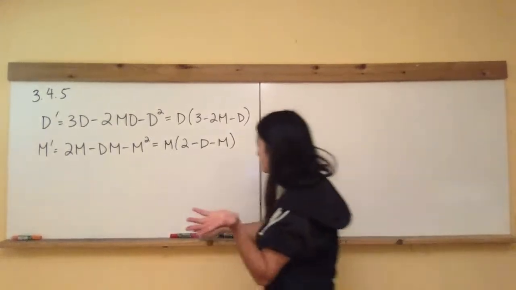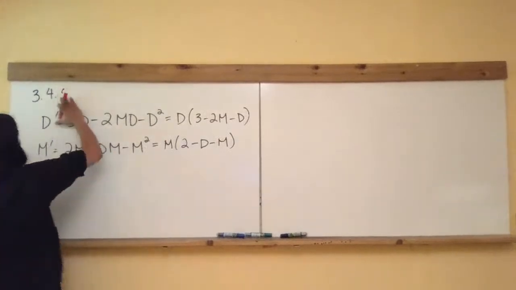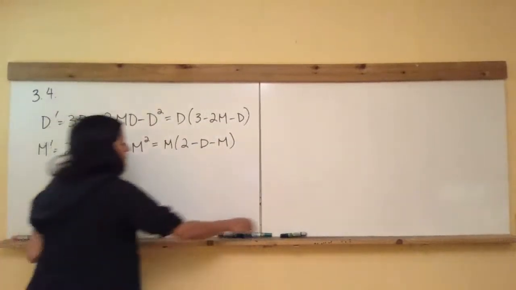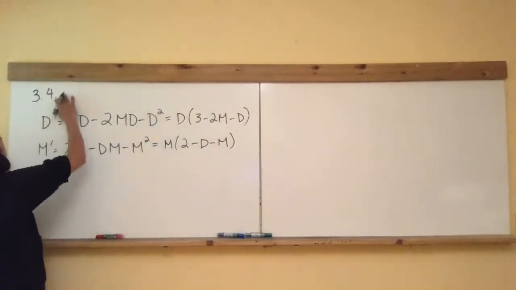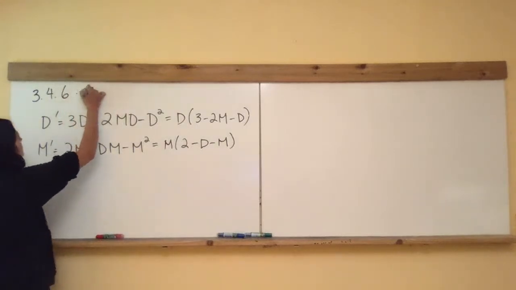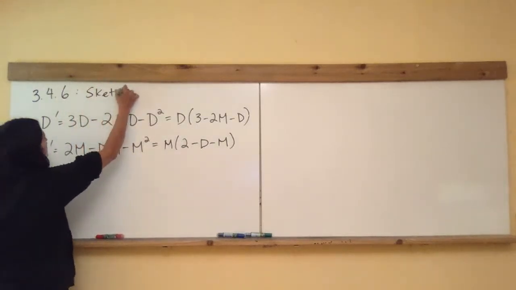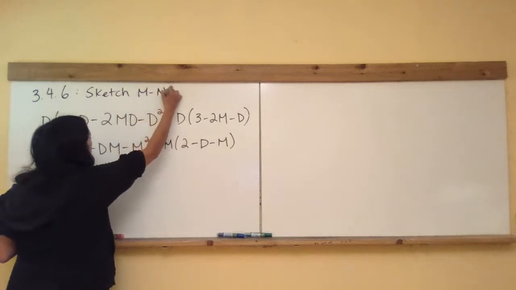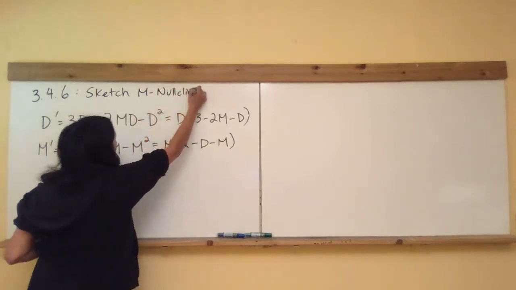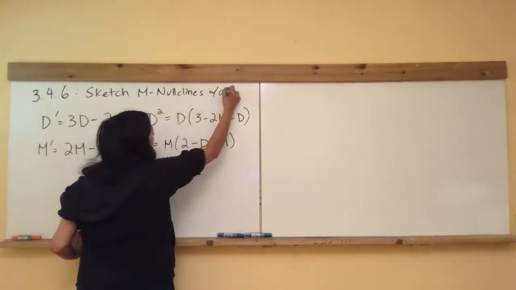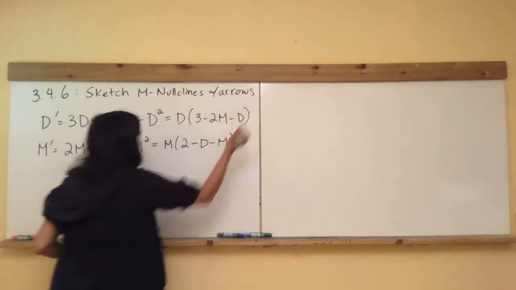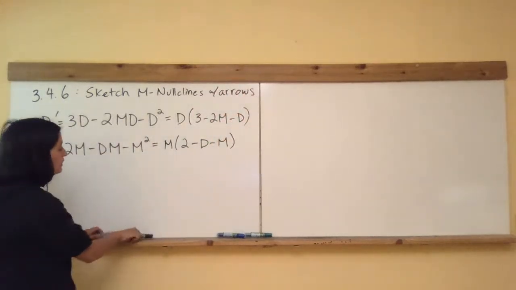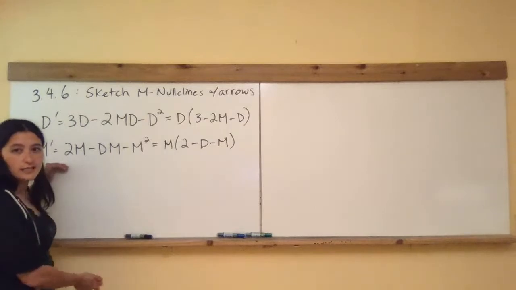All right, let's copy down the M nullclines here. Now we're changing the problem to be 3.4.6, which is sketch the M nullclines and put the arrows on them. Okay, so the M nullclines were the nullclines for the second set of variables.